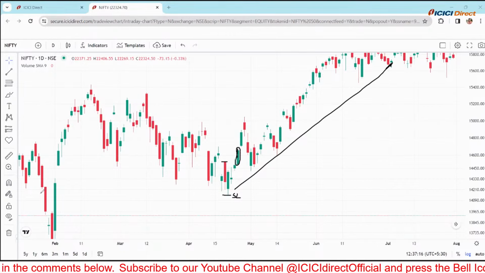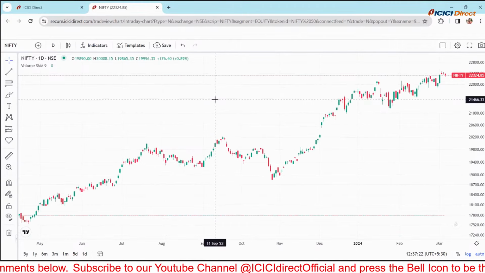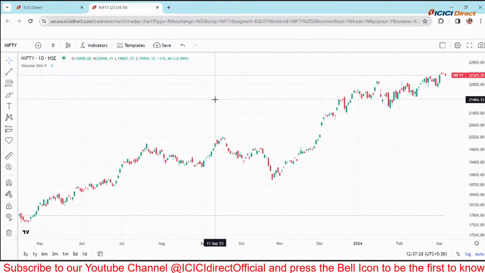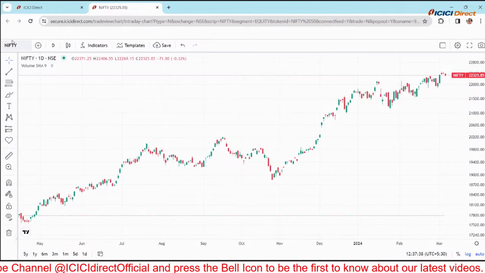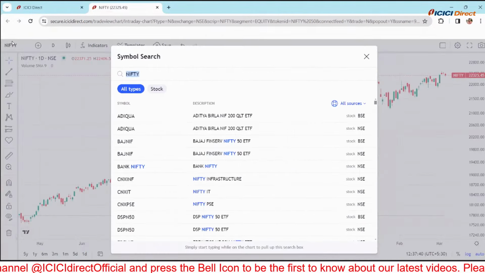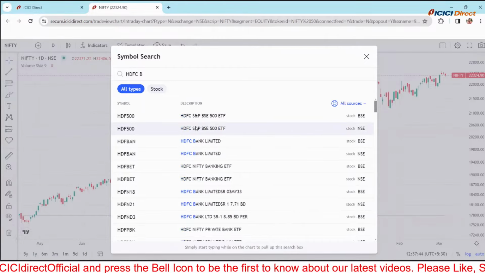Let's see a stock or index that you guys tell me. So we'll try to find a pattern there. So anybody, first stock, anyone wants to go ahead with? Okay, name a stock. HDFC. Okay, let's go ahead with HDFC Bank.